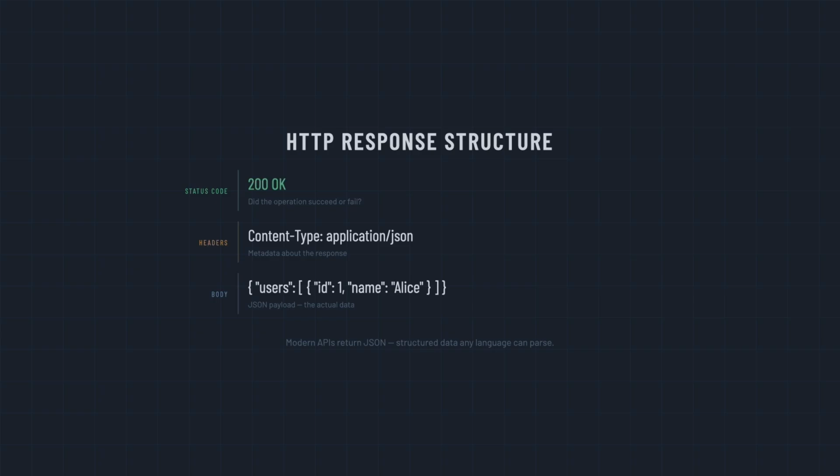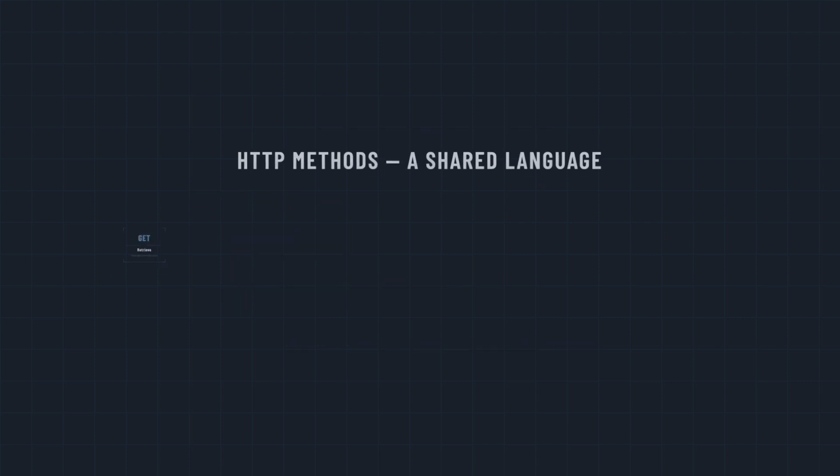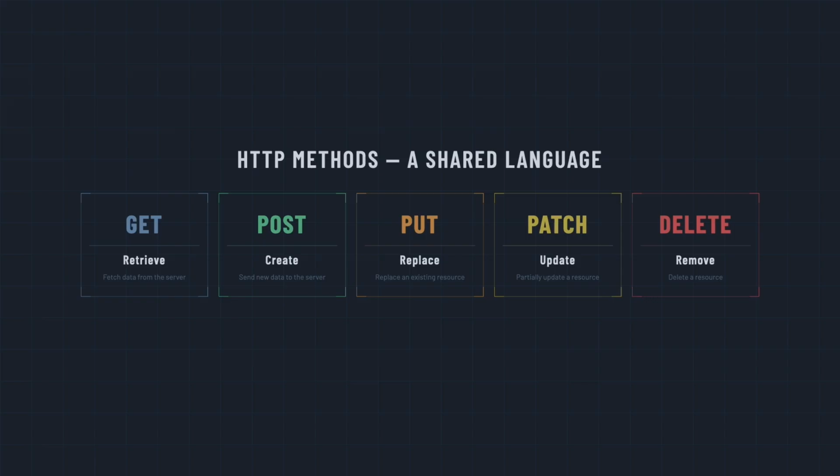When developers see a GET request, they immediately know it's meant to retrieve data. When they see a DELETE request, they expect our resource to be removed. This consistency is one of the reasons modern APIs are so easy to understand. But HTTP only defines how two systems communicate. It doesn't tell us how an API should be designed.